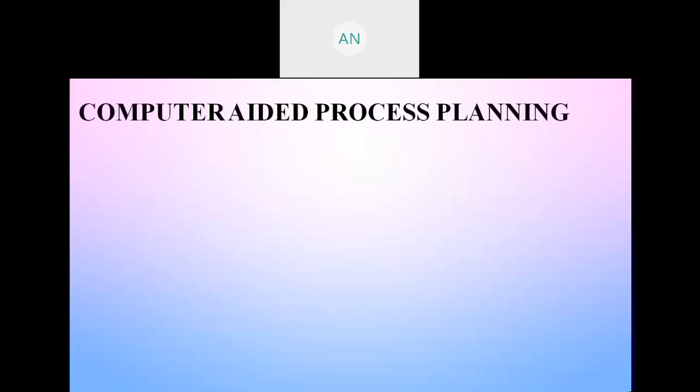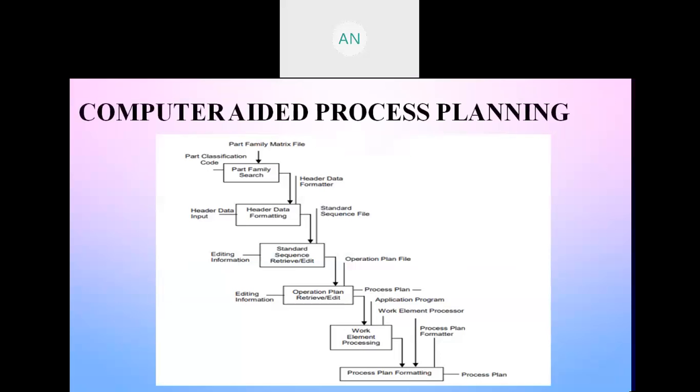So the computer-aided process planning, this is the overall layout of the chart where you are going to start with the part family matrix file. So the initial layer of the design has been started with the part family matrix file. That part family file has been formed as a header data. They are grouped into a header data, right? So these parts are going to be completely compiled into this type of header.